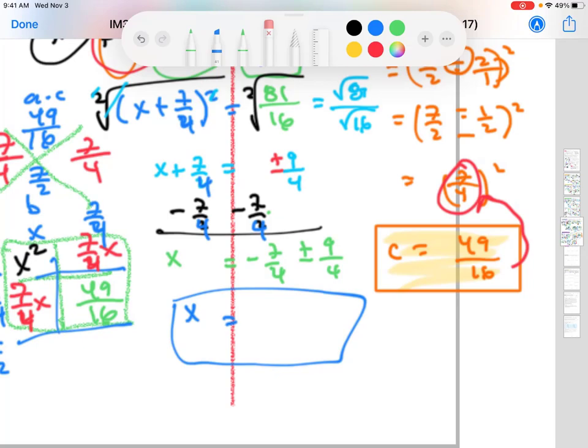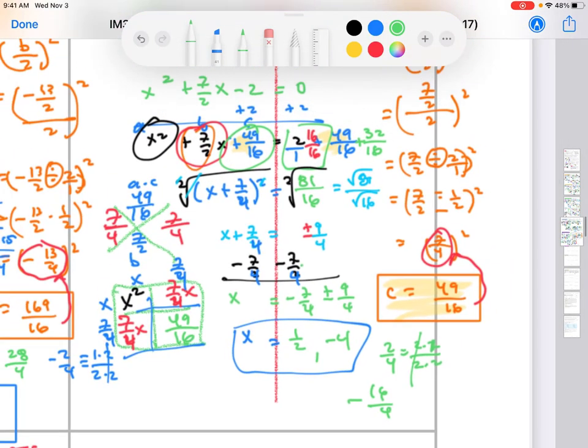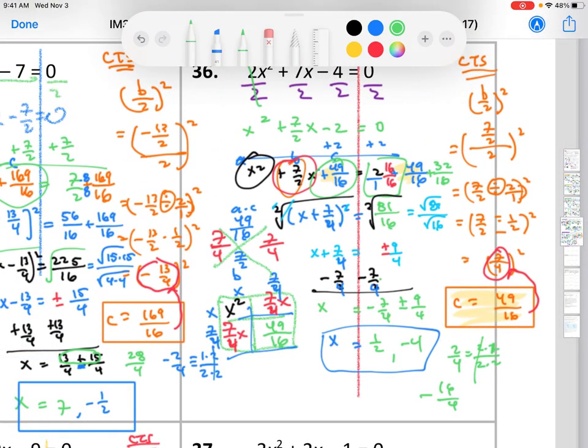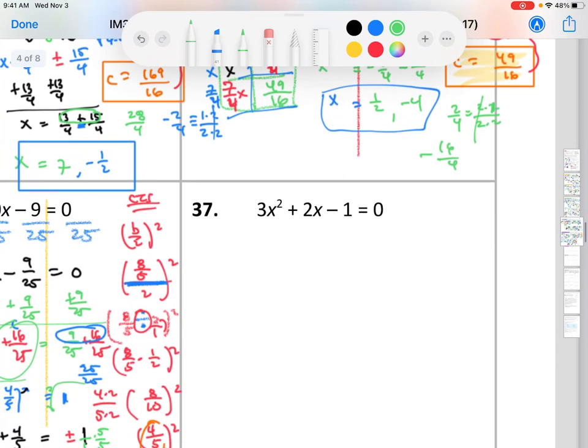Okay, let's try that again. That would give us negative 7 plus 9 is 2 over 4, which is 1/2, right? And negative 7 minus 9 is negative 16 over 4, which is negative 4. That makes the math problem hoppy. Okay, let's go to our last one here.